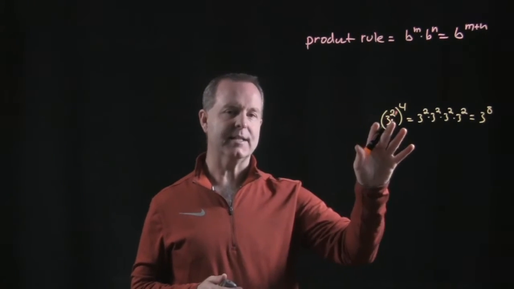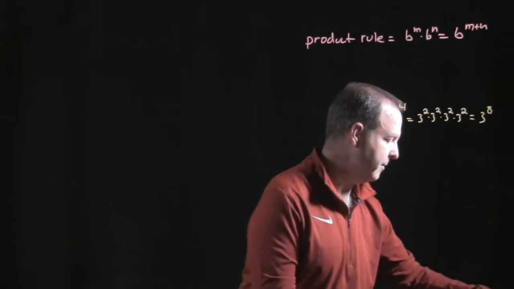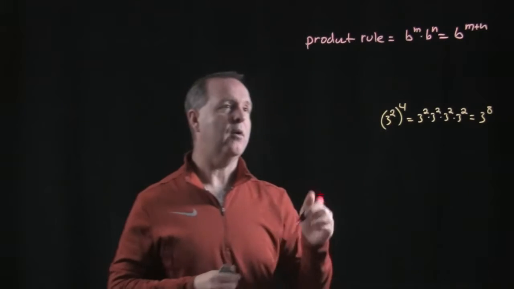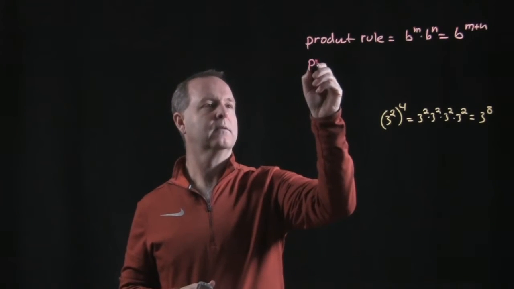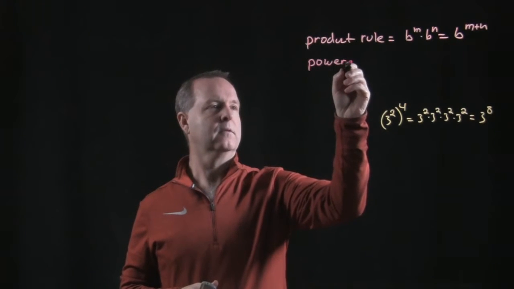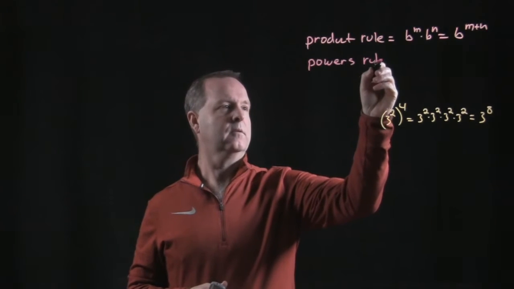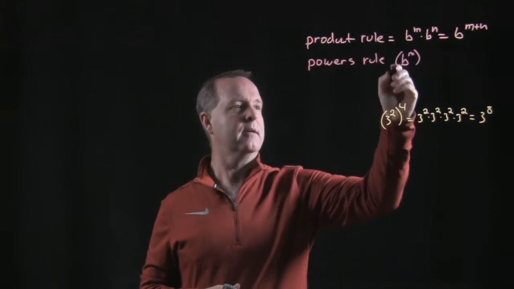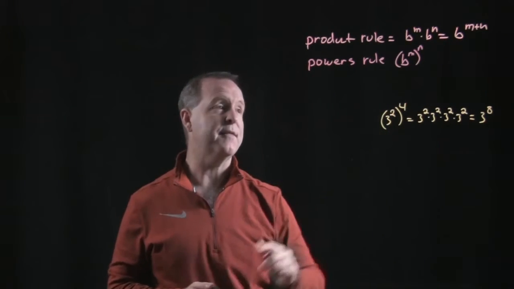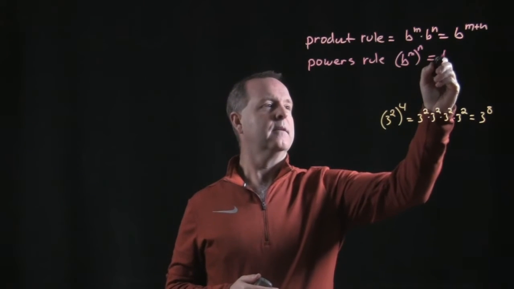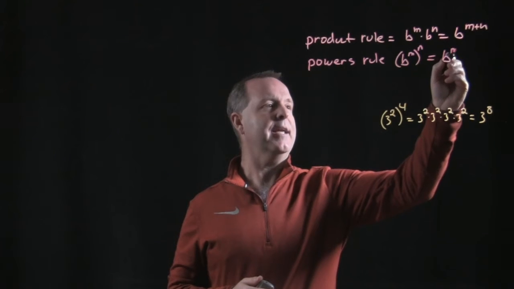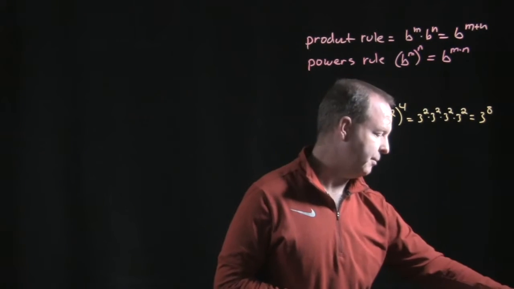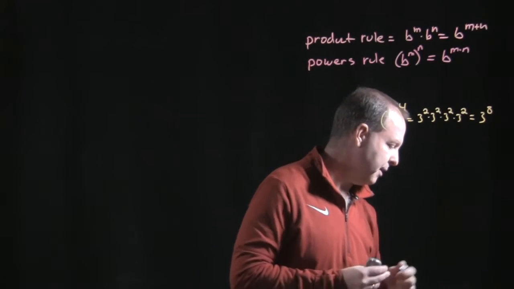So this suggests another rule that we can become familiar with. It's called the powers rule. And the powers rule says if I have some base to the m and raise that to the n, then it becomes the base to the m times the n. So let's look at a couple examples of how this can kind of play out.